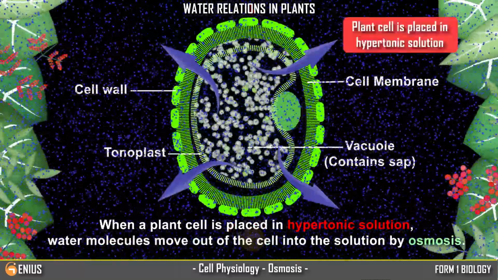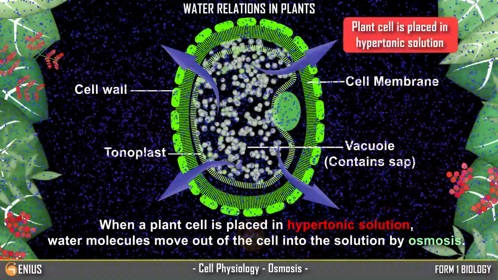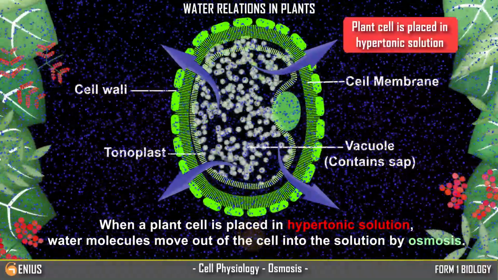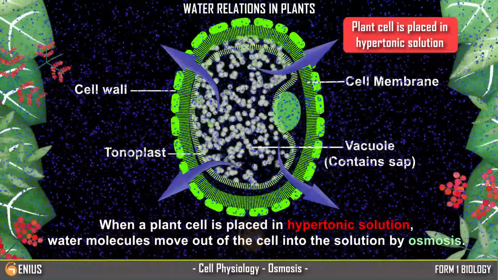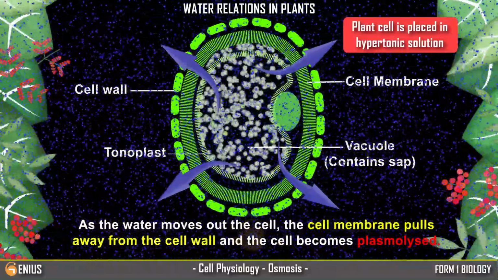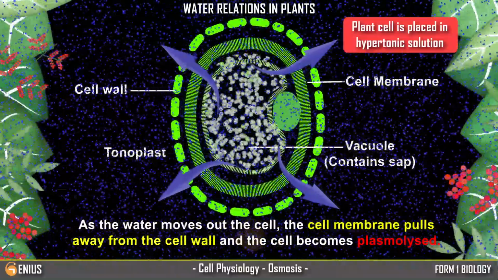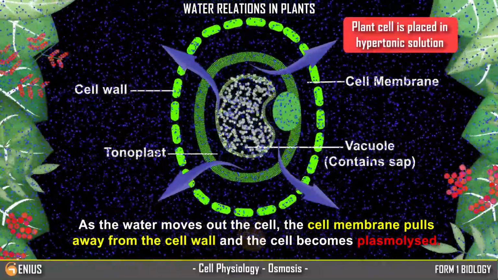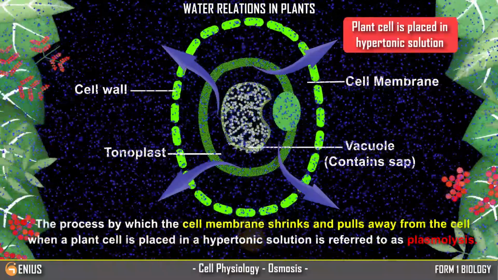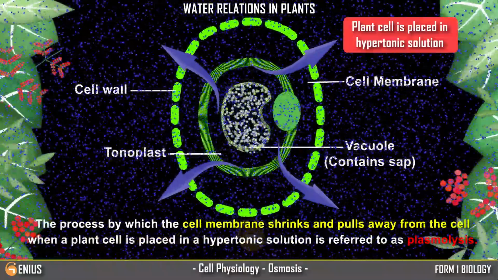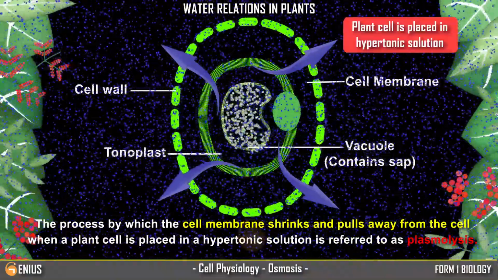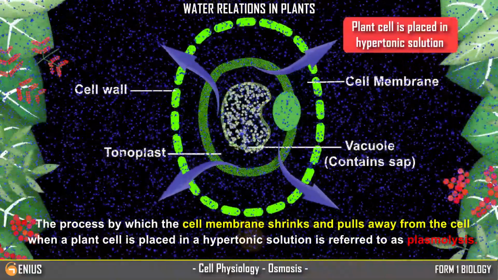When a plant cell is placed in hypertonic solution, water molecules move out of the cell into the solution by osmosis. As the water moves out, the cell membrane pulls away from the cell wall and the cell becomes plasmolyzed. The process by which the cell membrane shrinks and pulls away from the cell when a plant cell is placed in a hypertonic solution is referred to as plasmolysis.